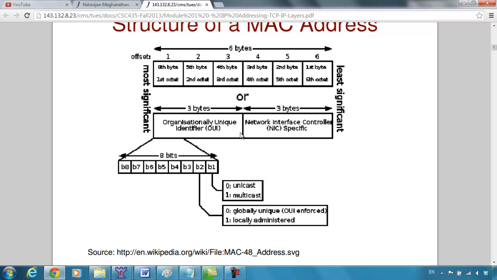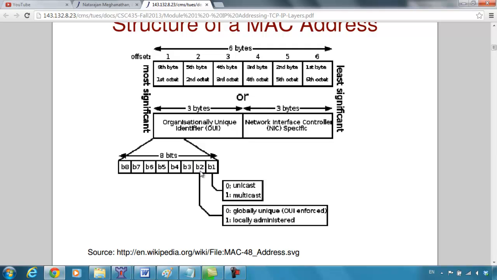produced by that manufacturer. Okay, so we put everything together, the whole 48 bits or 6 bytes becomes globally unique. Okay, so now we need to use the first byte to identify whether it is a globally or locally unique MAC address. So globally unique means, of course, OUI enforced, and whether it's a unicast or multicast. Okay, so if the least significant bit within the first byte is a 0, it indicates a unicast. If it's a 1, it's a multicast.